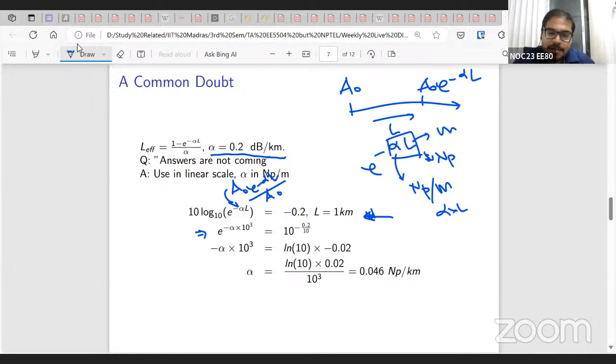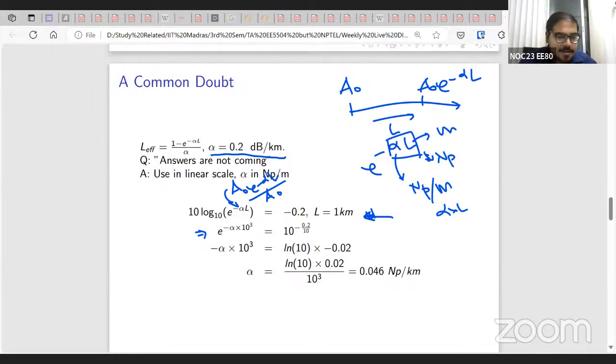It will be minus alpha L, we have put 1 kilometer, and then 10 raised to the power minus 0.2 by 10. From here you find alpha equal to, it will come out as 0.046 nepers per kilometer. So even in the questions that follow the video, you will find the answers correctly if you use this value.